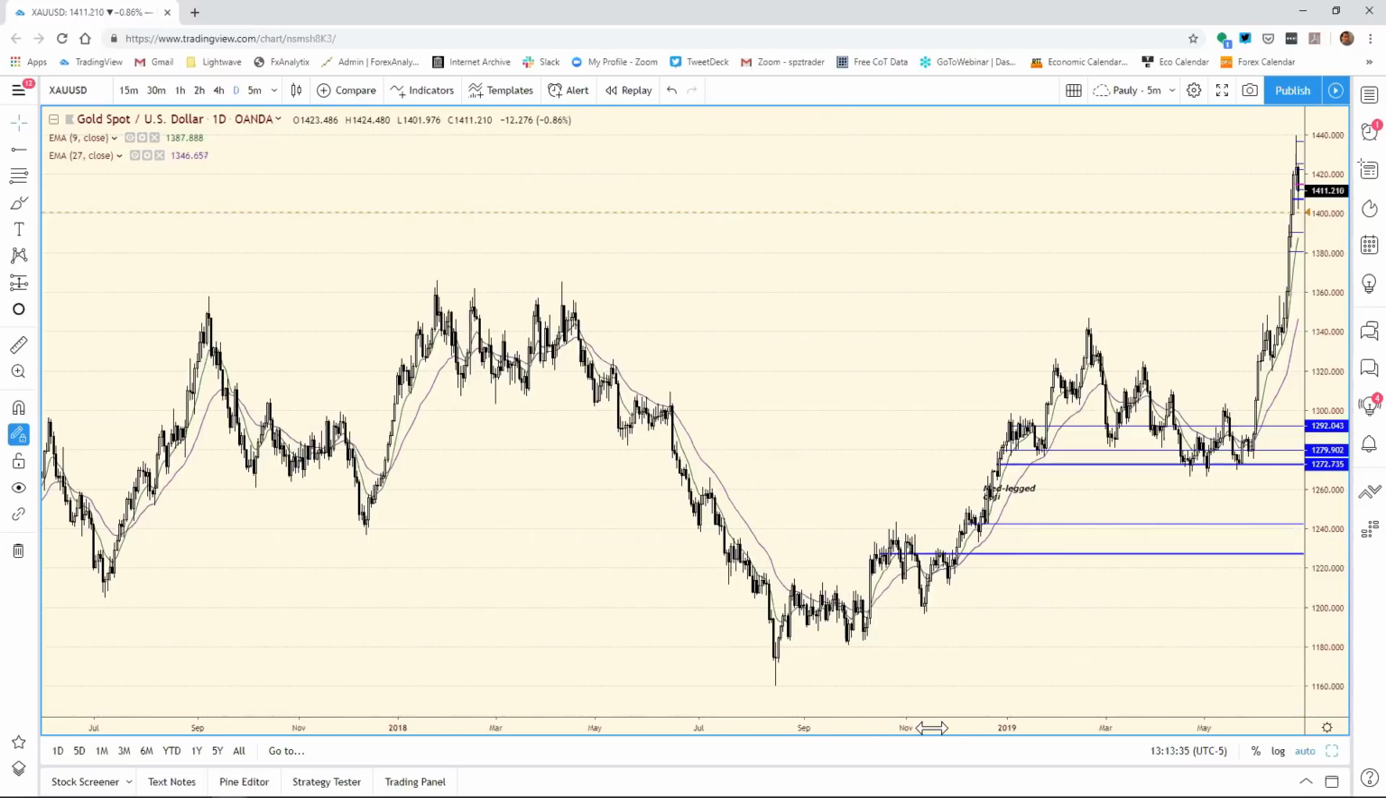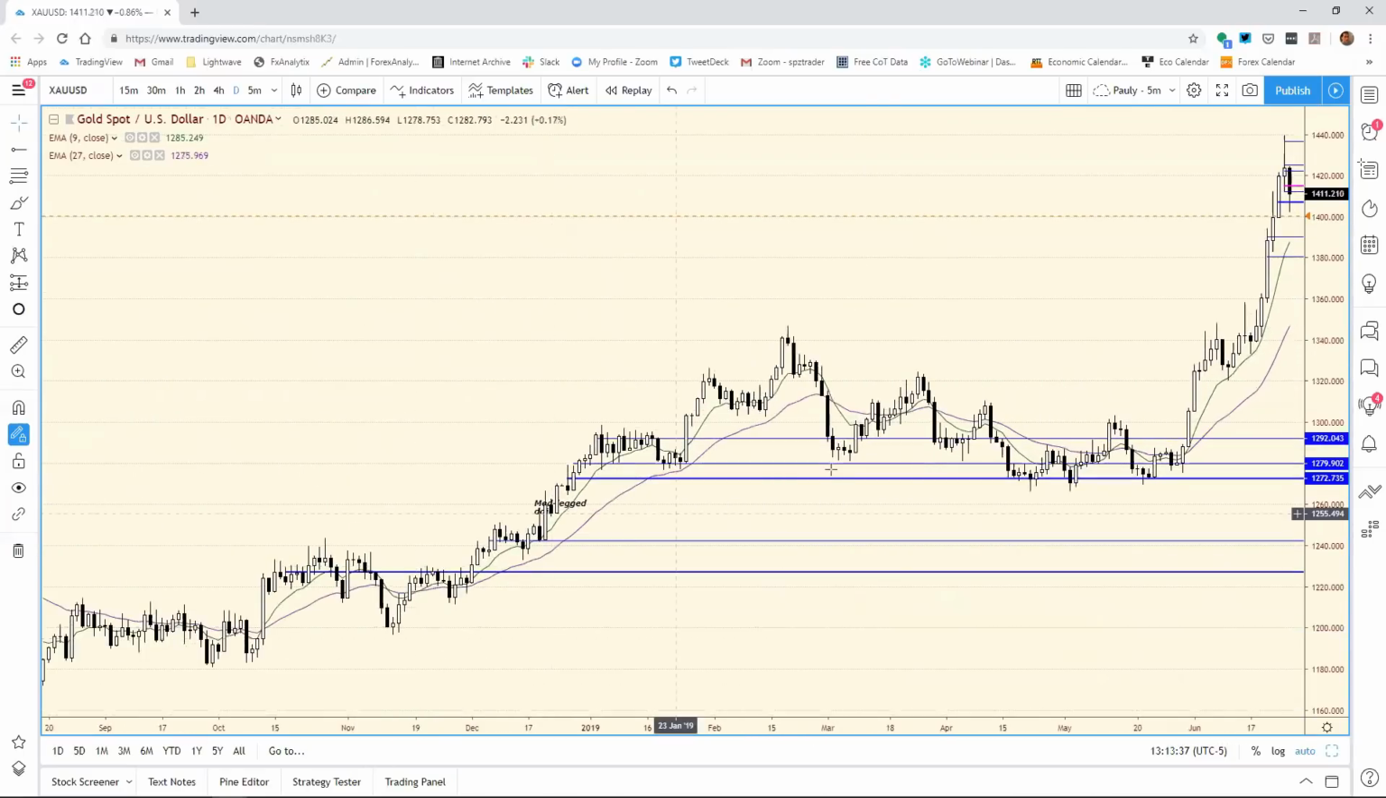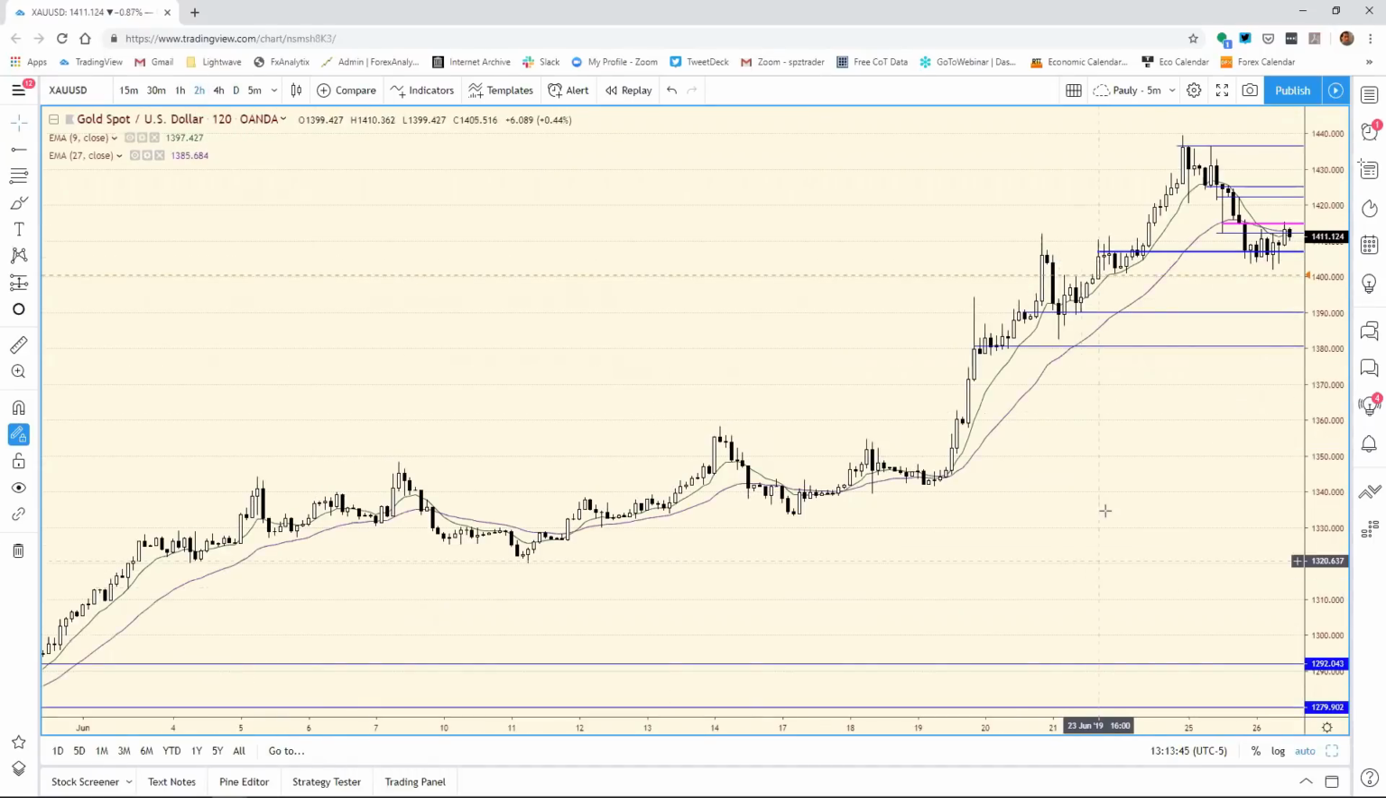I'm looking for a move all the way down to 1390 in the XAU, and then we'll go and move higher. Now you can see here we may be able to get a dip, looking at the 2-hour chart. I think we will pare back to 1390, which would be where the futures are trading.